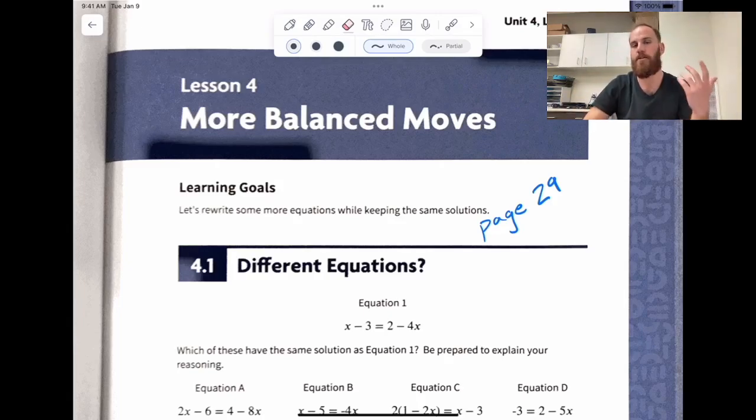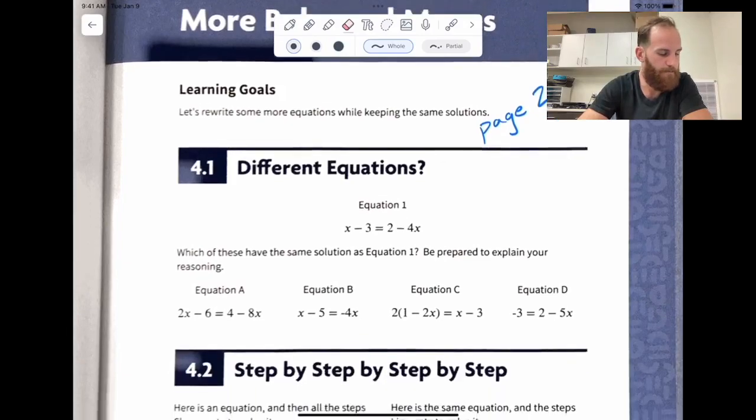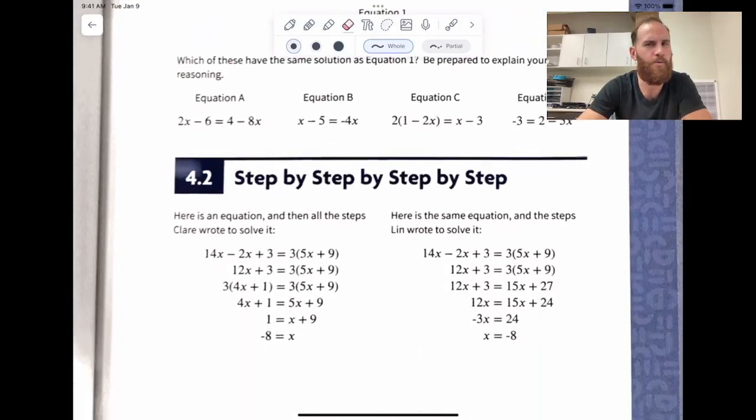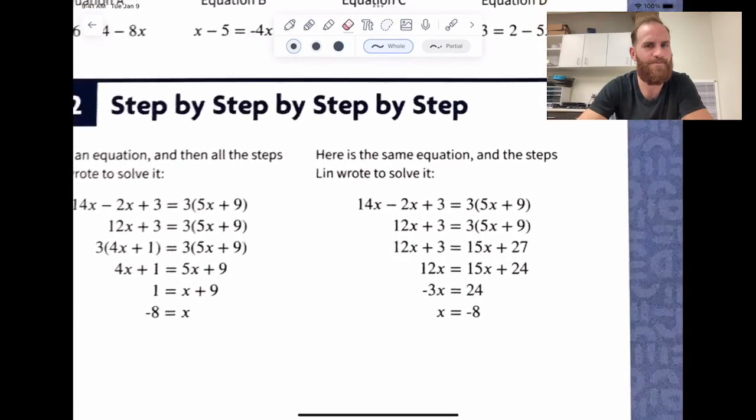So first off, we've got our lesson here. It's more balanced moves. The goal today is I want y'all to be able to make sense of multiple ways to solve an equation because there's never just one. As you can see here, which equations have the same solutions as equation 1? We can get equations where x is the same thing, but the equations look different. I more want to go over this step by step.